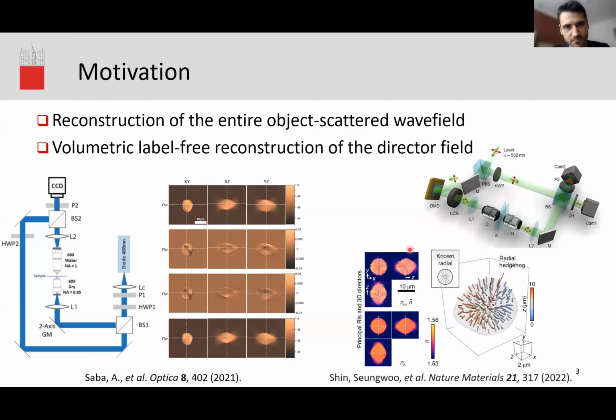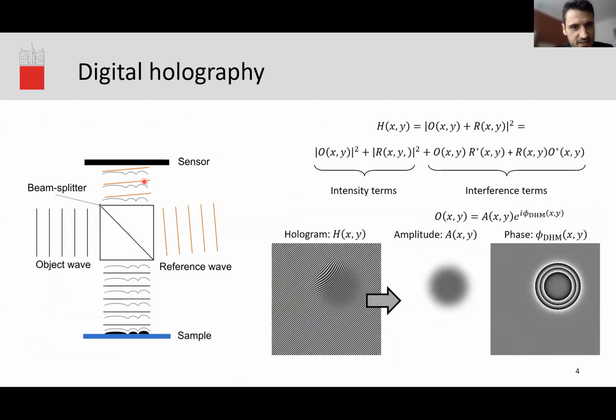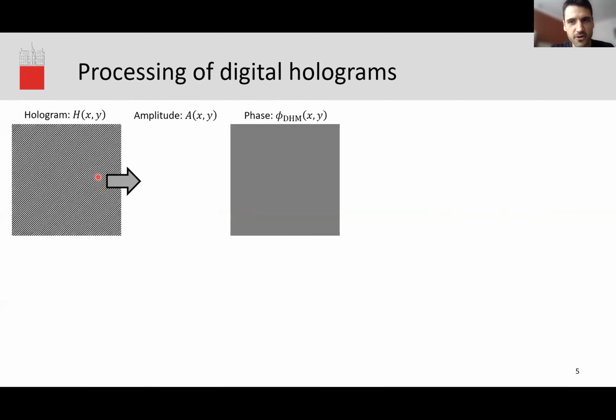So digital holography consists of recording an interference pattern that we know as a hologram on a digital sensor between an object wave and a reference wave. The object wave interacts with the sample and is interfered with the reference wave. Mathematically, when we expand this, we obtain two intensity terms and then two interference terms corresponding to twin images of an object, and we are interested in the amplitude and phase of an object.